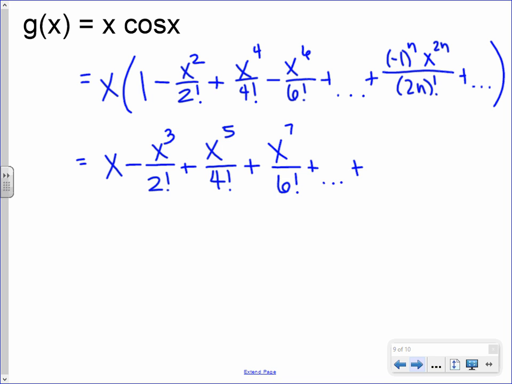Once again, instead of trying to find a pattern, all we have to do is take our general term, x times x to the 2n becomes x to the 2n plus 1 because we just have to add the exponents together. Yeah, this isn't so bad.